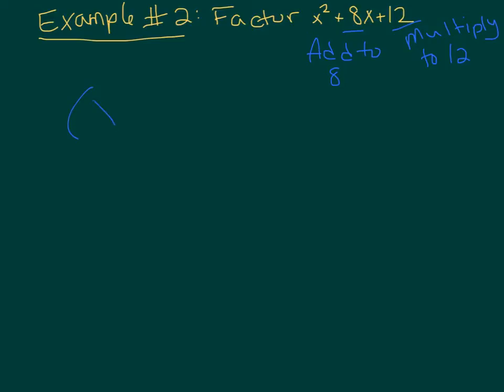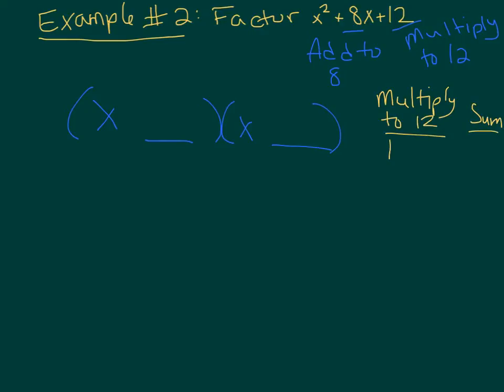So we're going to start by writing these out, and we want to think about numbers that go into these spaces that will add to 8 and multiply to 12. I'm going to do this by just writing all the things I know of that multiply to 12, and then finding their sum. So first thing I know is 1 and 12. I also know 3 and 4, and 2 and 6.